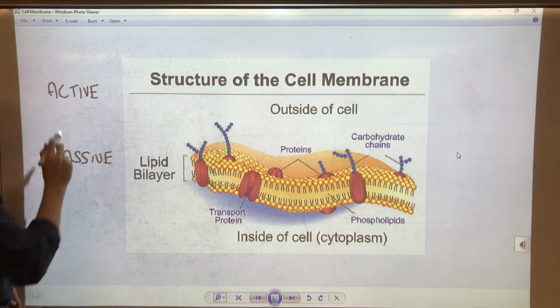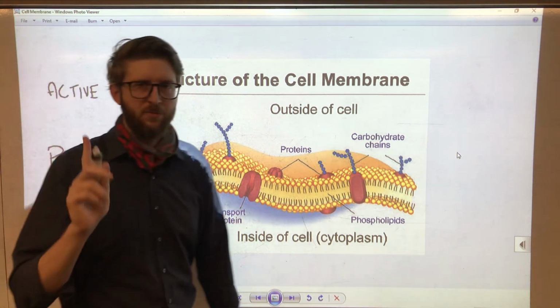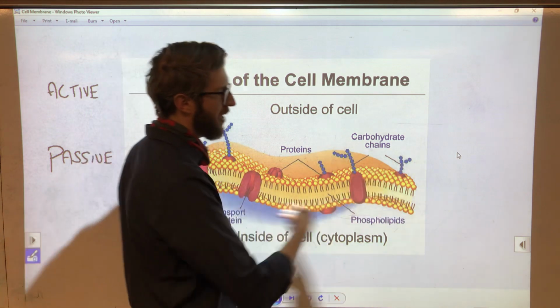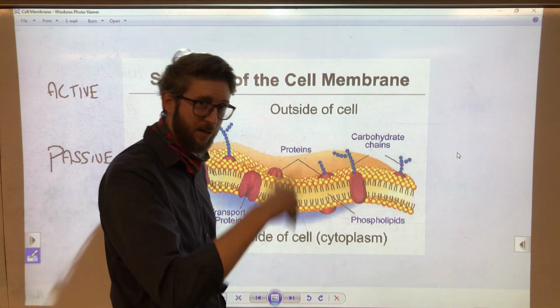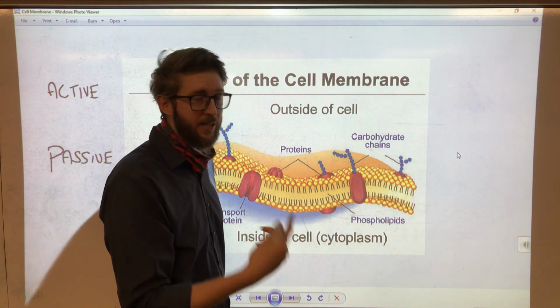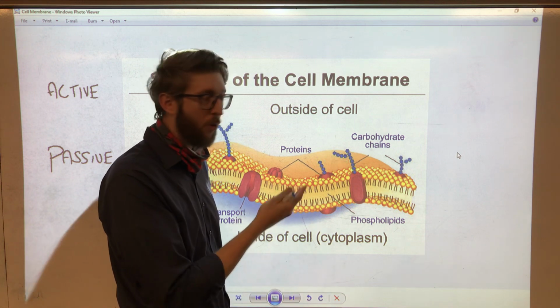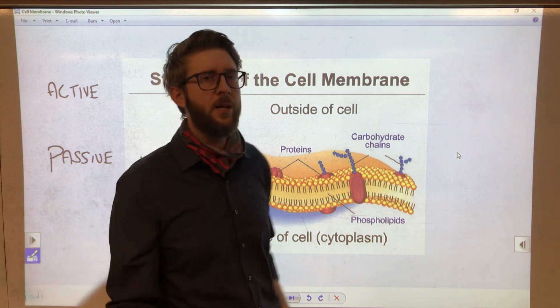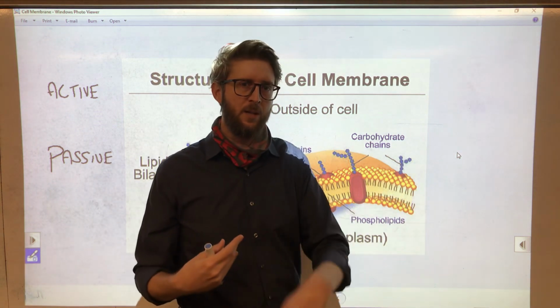Now, before I can tell you what those two are, I need to tell you that the main job of the cell membrane is to let stuff into the cell and keep other stuff out, or let some things out of the cell and keep other stuff in. So it's just to regulate what comes in and what leaves.